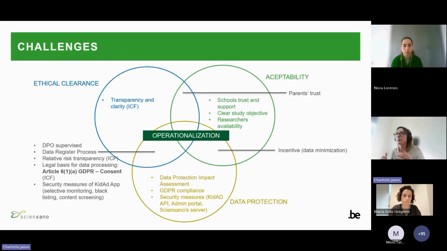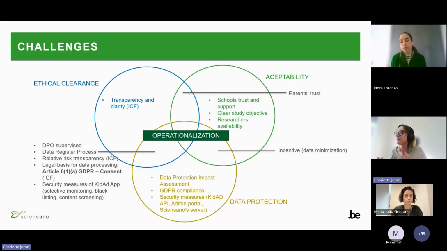So what we noticed with these challenges is that usually they are quite interconnected. For example, data protection was a major aspect to tackle, and with the support of our DPO in going through different processes, the data register process, what legal basis to choose, and also being absolutely transparent on the risks relative to using this app, we could more easily get ethical clearance. We could also see that getting ethical clearance was absolutely helping in getting parents' trust in having their children participate in the study.